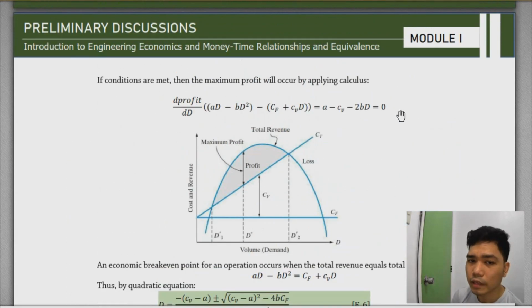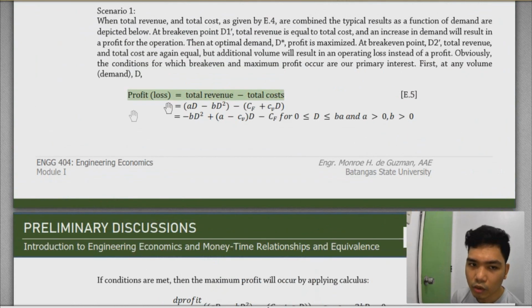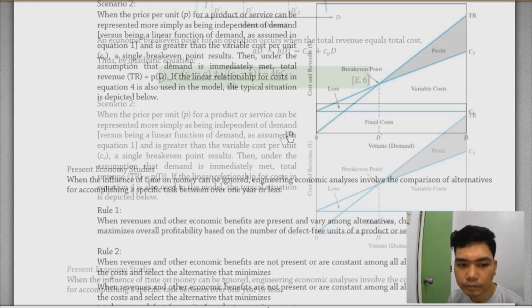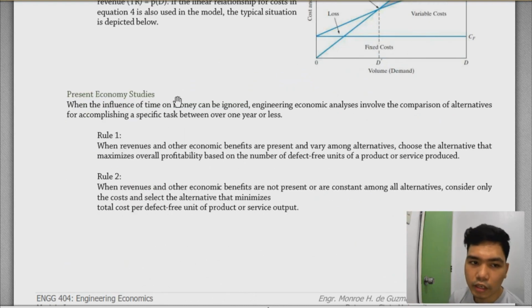But of course, goal lang dyan is to see what the equation of the profit looks like or what is the equation of the price demand. Now, how about this present economy studies? So, in all of the economy studies that we'll be discussing, there are only 2 rules that we have to understand in, of course, selection of our economy studies. So, rule number 1, when revenues and other economic benefits are present and vary among alternatives, choose the alternative that maximizes overall profitability based on the number of defect-free units of a product or service produced.